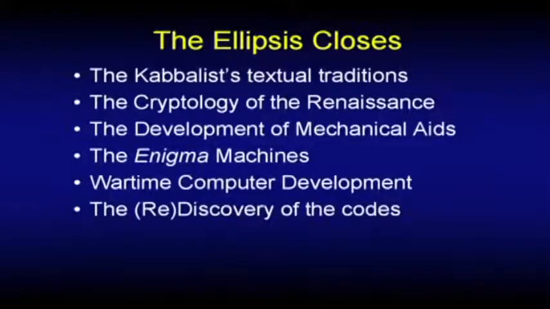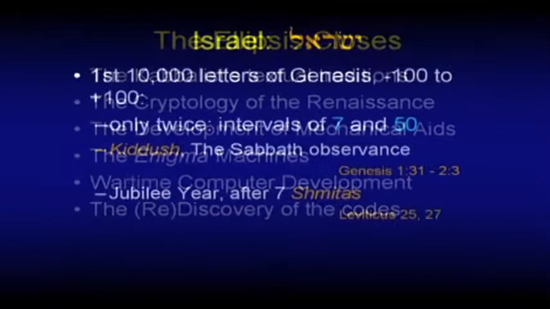It's interesting, as those computers have gotten more and more elaborate and refined, the computers now have revealed to us some of the codes that were well known to the ancient rabbis. So the loop is sort of closed, interestingly enough. I'll give you some examples.